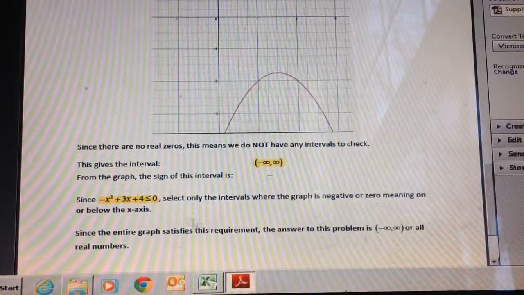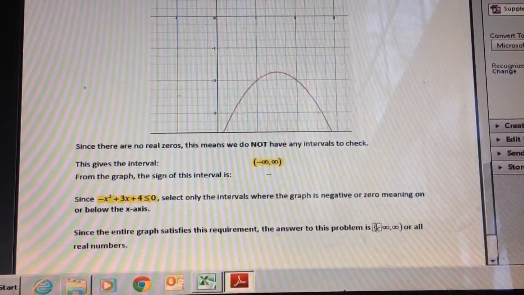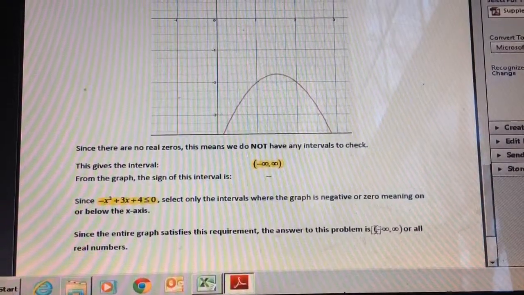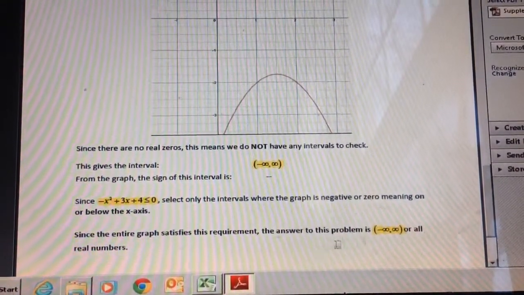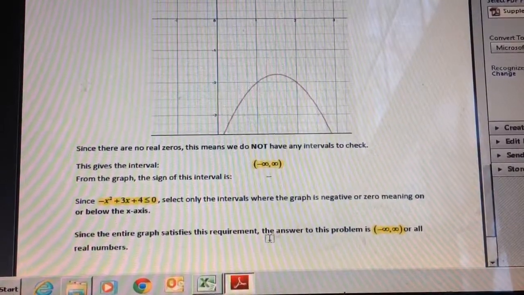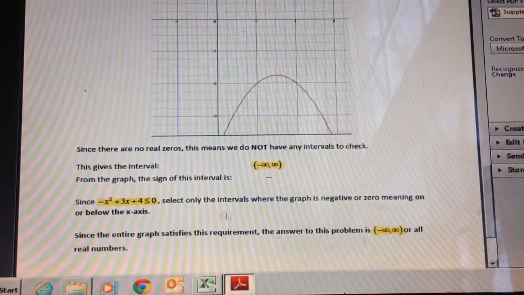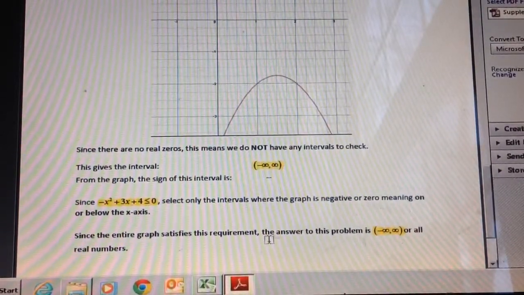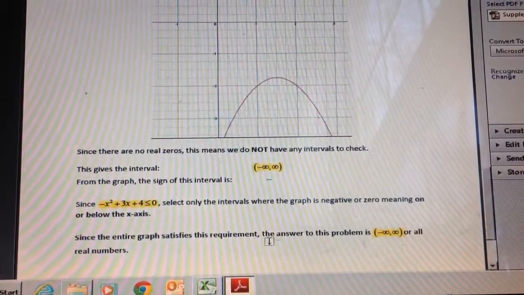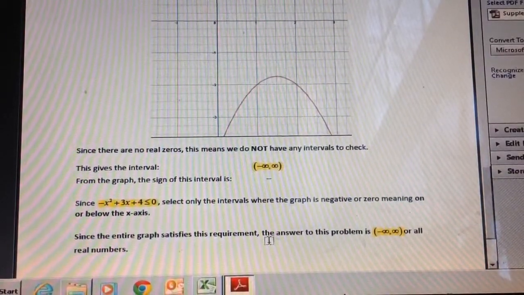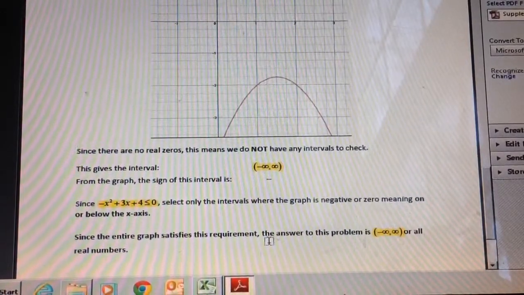Okay, so since the entire graph satisfies the requirement, the answer to this problem is going to be all real numbers, or in interval notation, that would be negative infinity to infinity. Notice when you have infinity, you always use a parenthesis, even though I have a less than or equal to here, because you can never get to infinity or negative infinity. It just doesn't happen. Alright, well, I hope this has helped with interval notation and using graphs to help us solve these quadratic inequalities. Thank you.